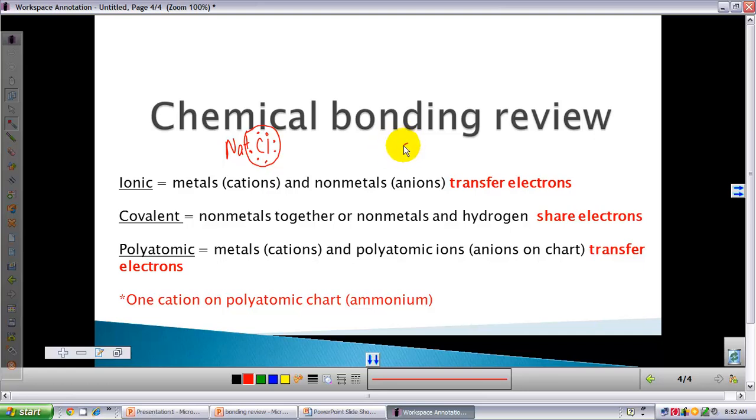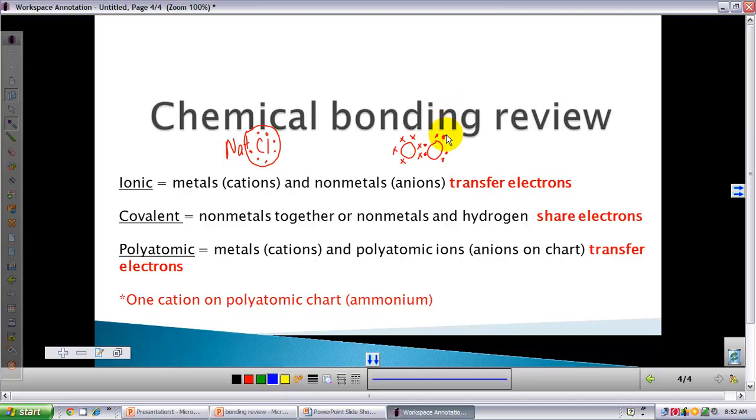So let's look at oxygen and oxygen, for example. This oxygen has 6 electrons of his. This oxygen also has 6 electrons of his. 1, 2, 3, 4, 5, 6. But they have to share the electrons in order to have that full valence shell.